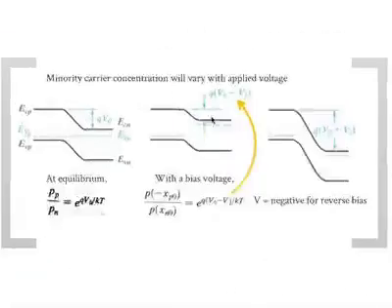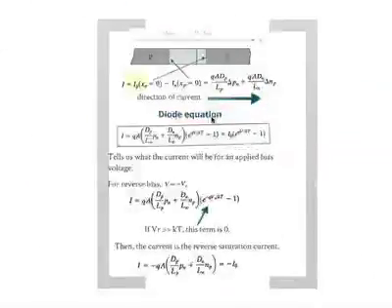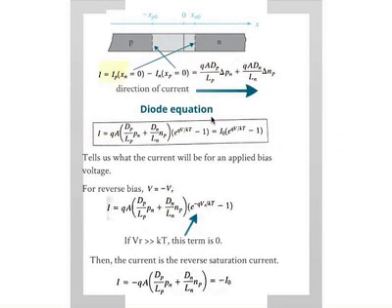Okay, so that's what's shown here. You have the hole diffusion current at this location, plus the electron diffusion current at this location. There's a minus sign because remember, the electron current is opposite to the electron flow. So we're just adding them up.